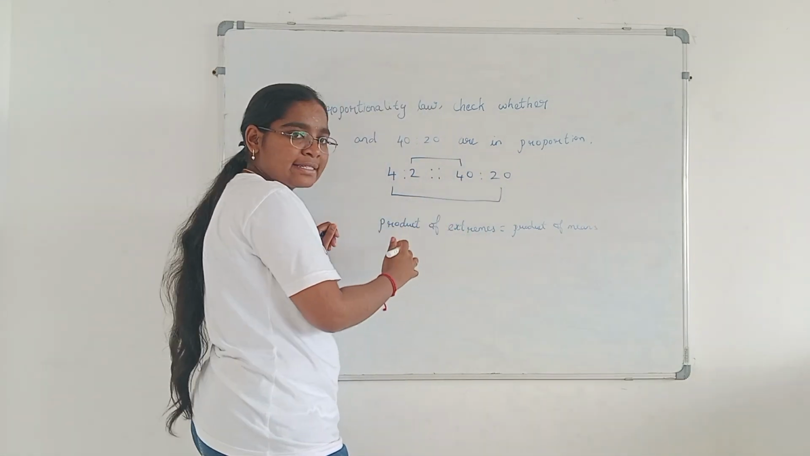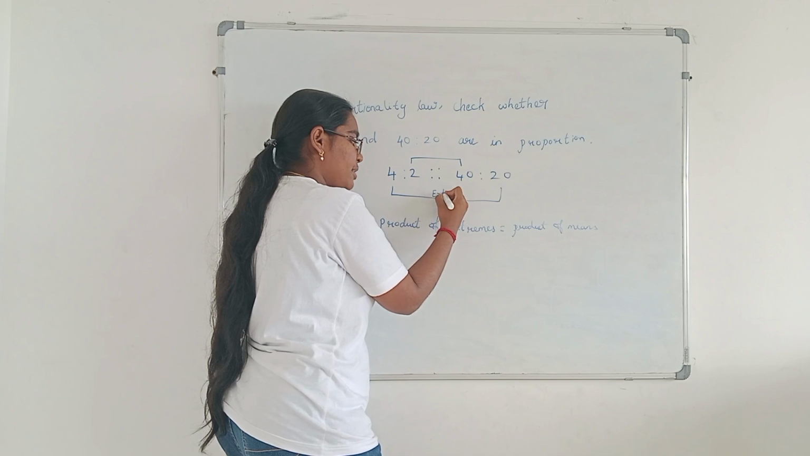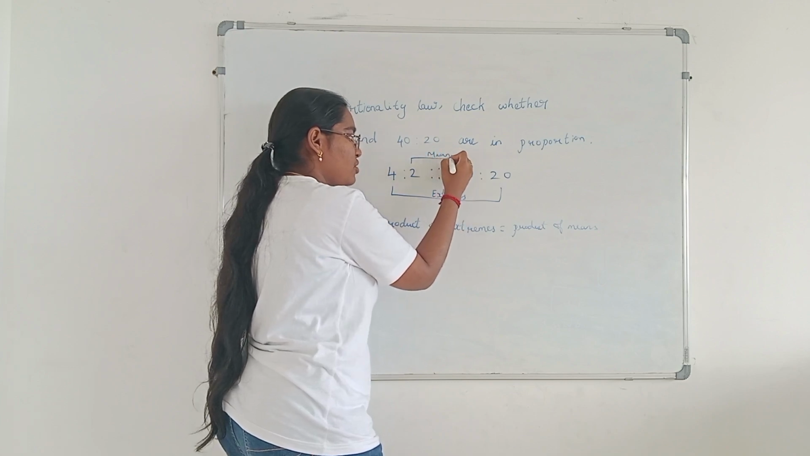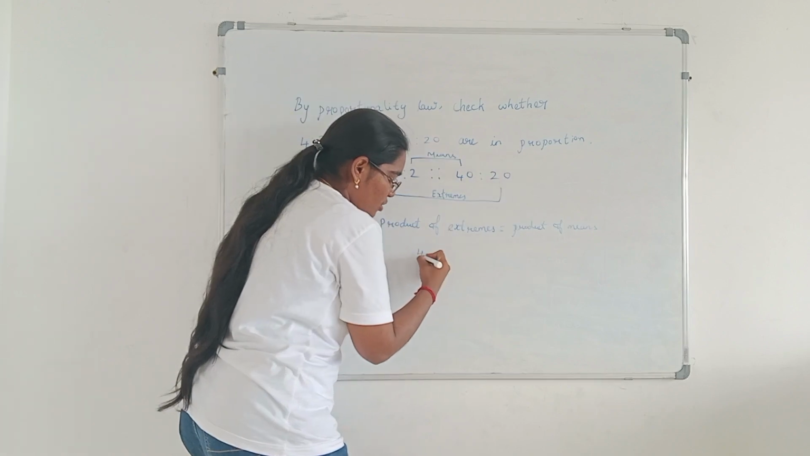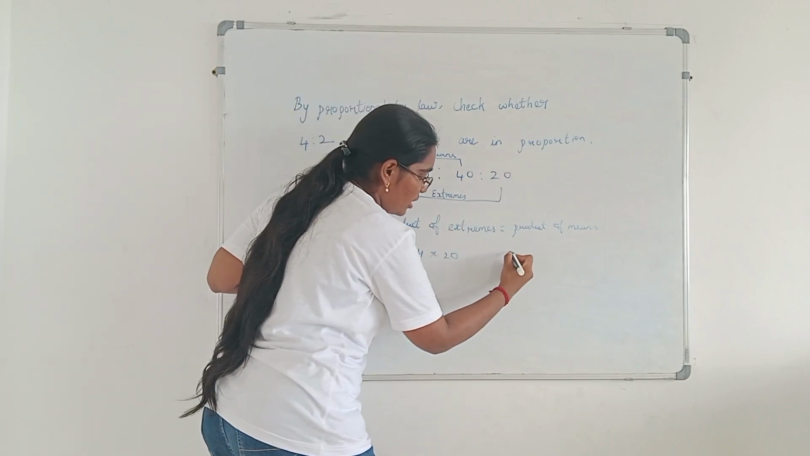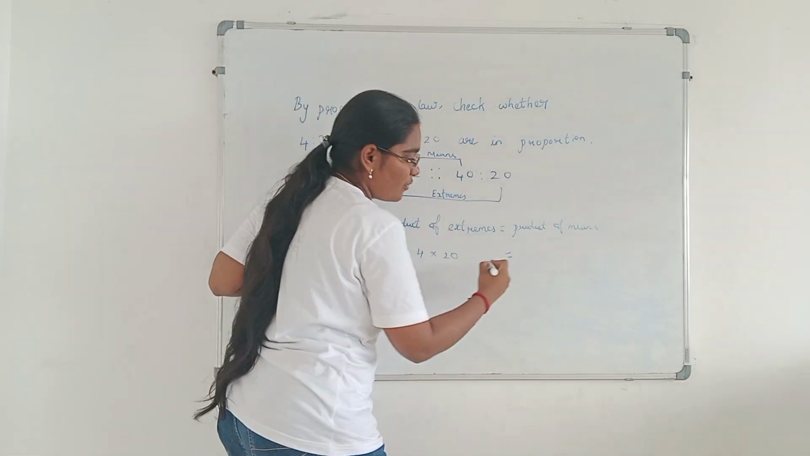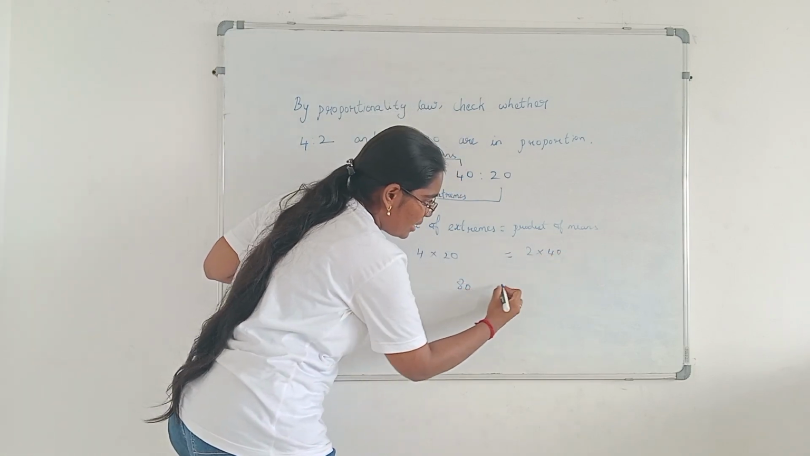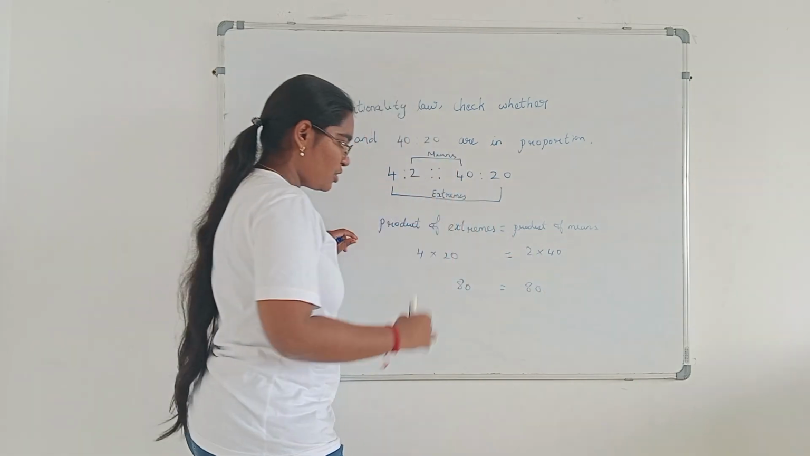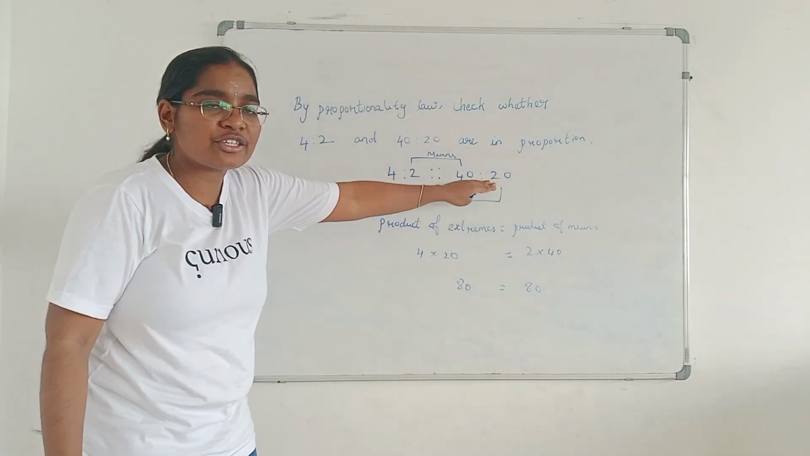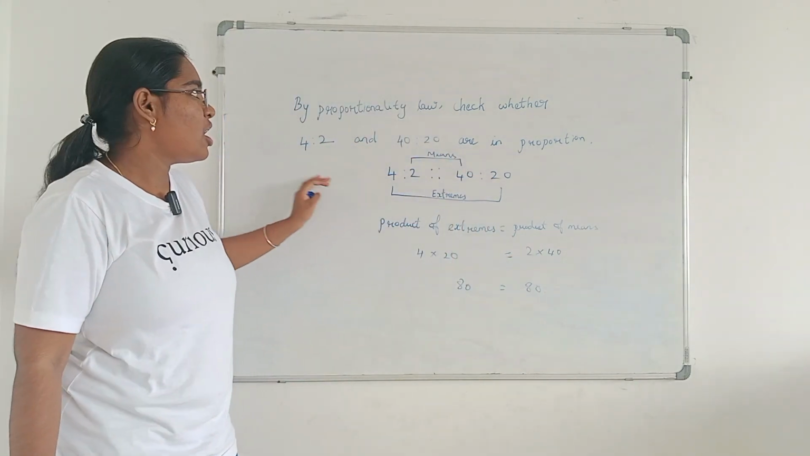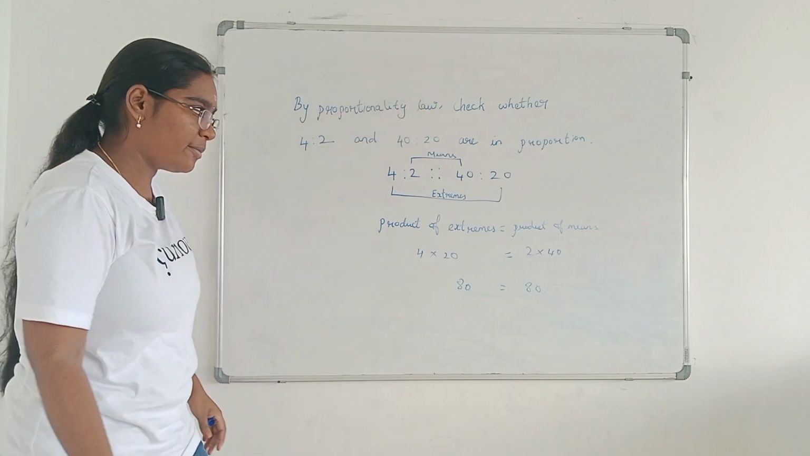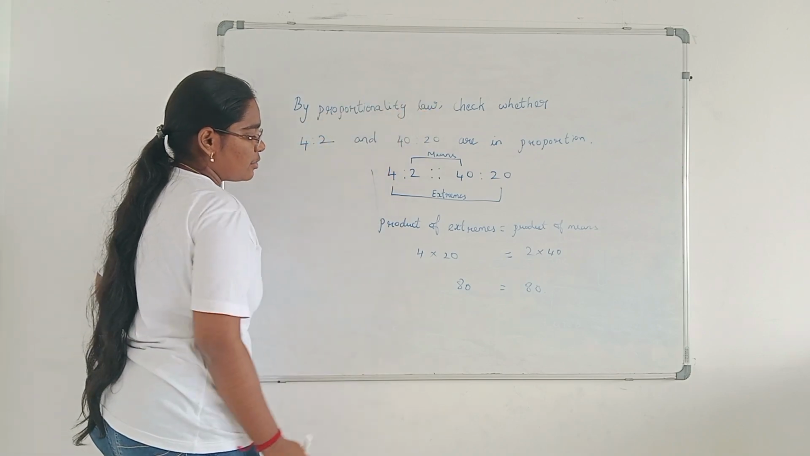According to proportionality law, product of extremes equals product of means. So extremes are 4 and 20. So 4 into 20 equals 2 into 40. Here you will get 80 equal to 80. So these two ratios are in proportion according to proportionality law. Okay. Now we can take another example too.